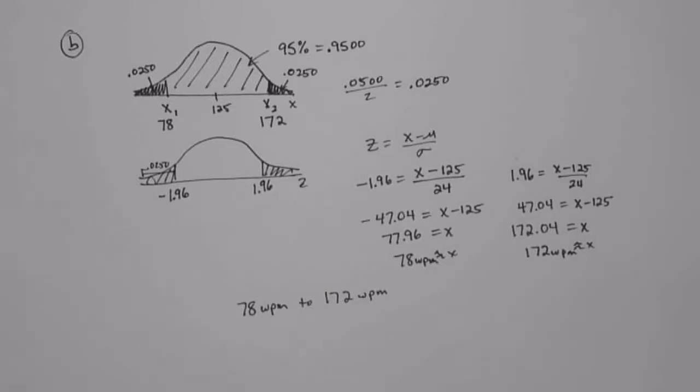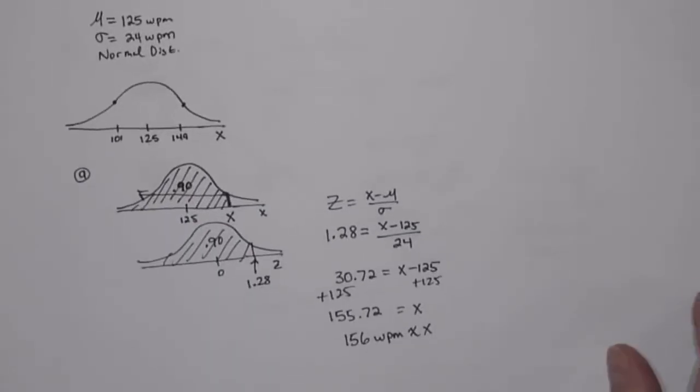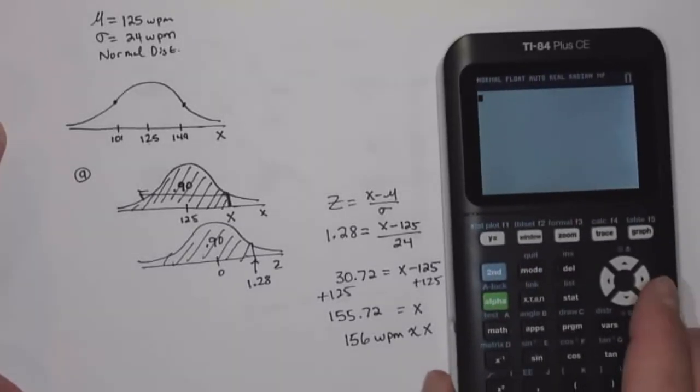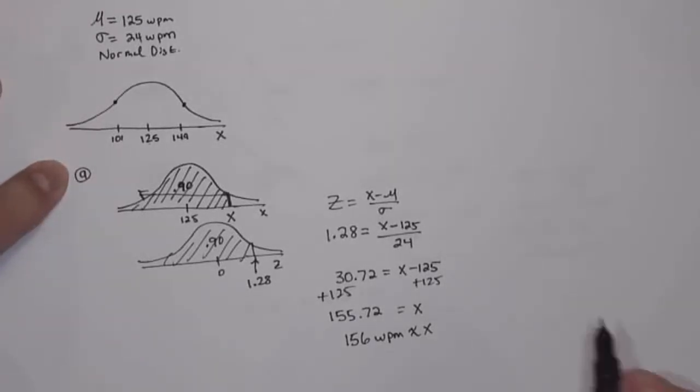Now, we can also do these problems using the calculator and using StatCrunch. So I want to illustrate that as well. So I'm going to bring back in our first problem, okay? And we're going to use the inverse norm command on our calculator to do this problem next, okay?